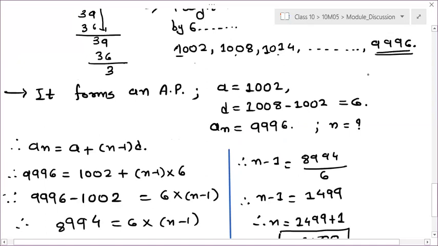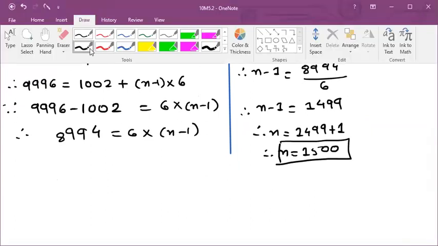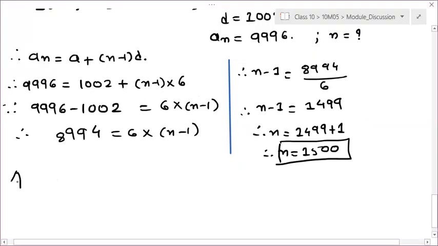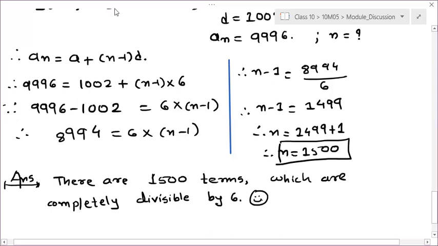So how many terms are there? Tell me. If it is the 1500th term, what should be your answer? How many 4 digit numbers are there which are completely divisible by 6, right? So there are 1500 terms which are completely divisible by 6. Okay, is it clear now?